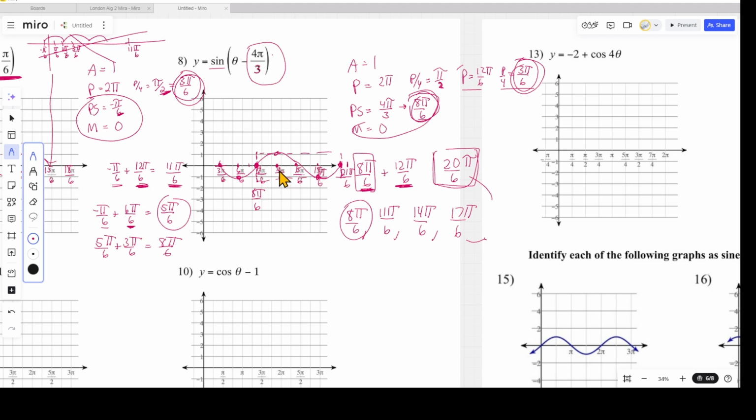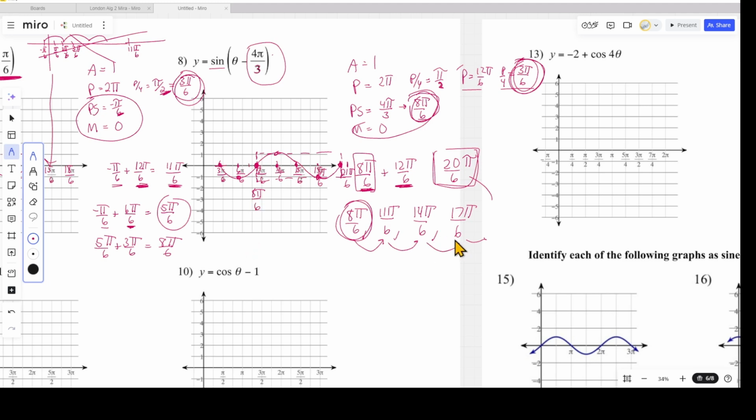And then I got to fill in these quarter periods. So my starting point is 8 pi over 6, and each quarter period is the same size. They're all 3 pi over 6. So I added 3 pi over 6 to get the first interval, 11 pi over 6. And I added another 3 pi over 6, that's my quarter period, to get 14 pi over 6. Let's see, 14's about right there, just shy of 15.